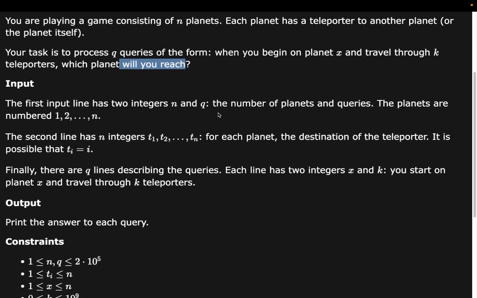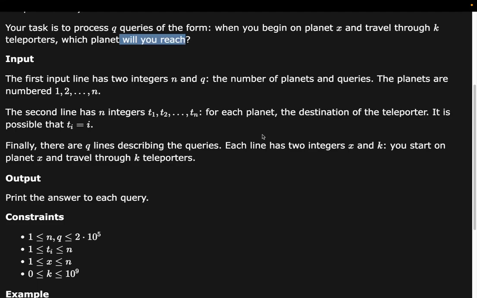The input has two integers n and q, the number of planets and queries. The planets are numbered 1 to n. The second line has n integers t1 to tn. For each planet, the destination of the teleporter is given to you. And it is possible that ti is equal to i. That is, it is possible that the planet is getting teleported to itself.